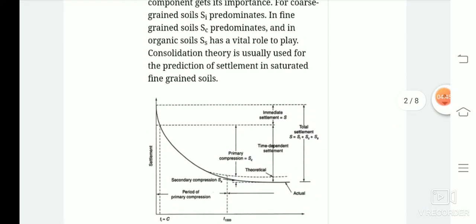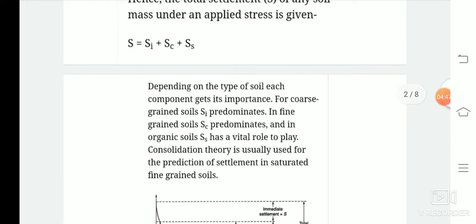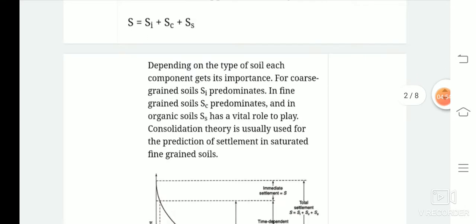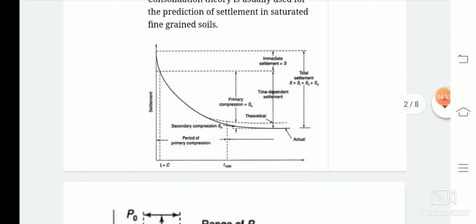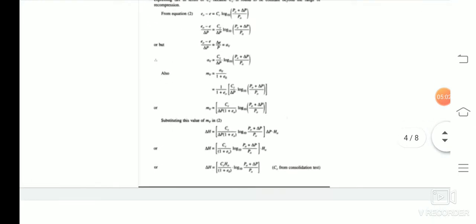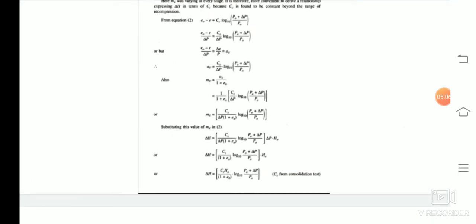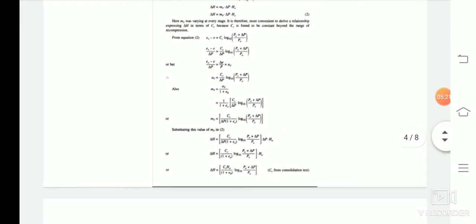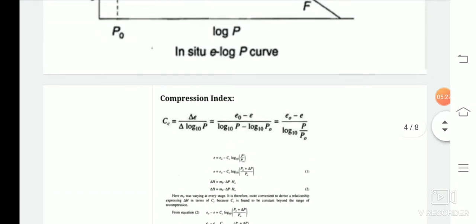So, how to find out this value of the settlement? Our main concern in this chapter is to find out the settlement for primary consolidation and secondary consolidation. So, how to calculate the settlement? For finding out the settlement, this is the formula: delta H equals Cc H naught divided by 1 plus e naught, times log 10 of (P naught plus delta P) divided by P naught. So this is mainly the settlement or SC, which is the time dependent primary settlement. So how are we getting this value? First of all, for achieving the value of settlement, we must know the value of the compression index, that is Cc.